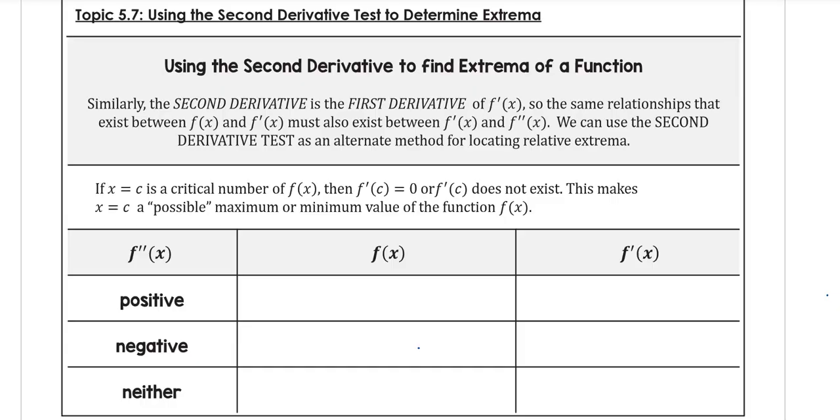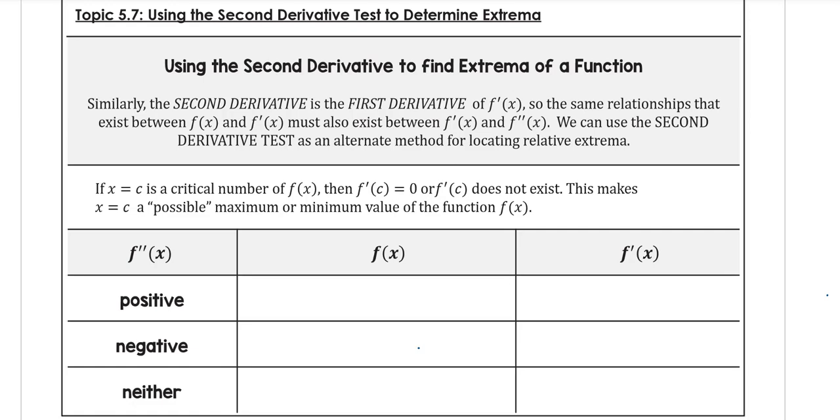This is part 3 of Unit 5, Lesson 4, Concavity and Second Derivative Test. So in this final video, we are going to use the second derivative to test for extrema of our function. Similarly, the second derivative is the first derivative of f prime of x. So the same relationship that exists between f and f prime also exists between f prime and f double prime.